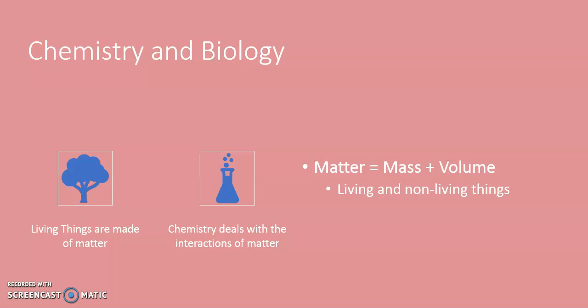So what exactly does chemistry have to do with biology? Well, living things are made of matter, and chemistry deals with the interactions of matter. And so when we talk about chemistry in biology, we're talking about the interactions of the matter that you're made of, or the matter that could influence your body. So matter is anything that has mass and volume, and it can be living or non-living things.